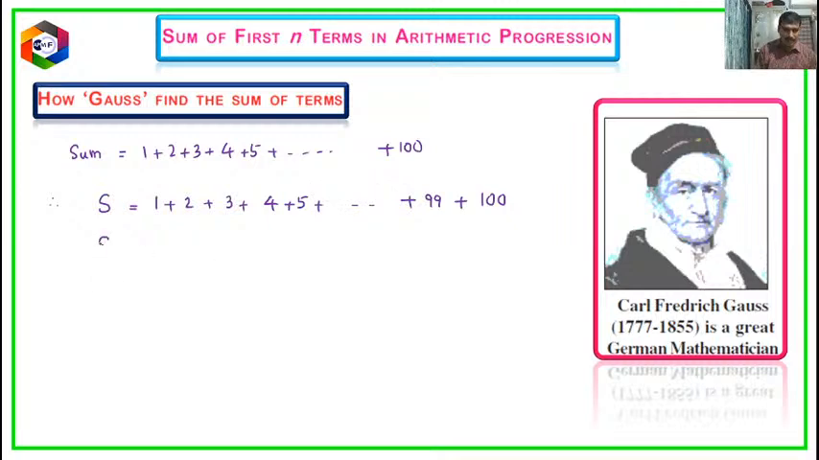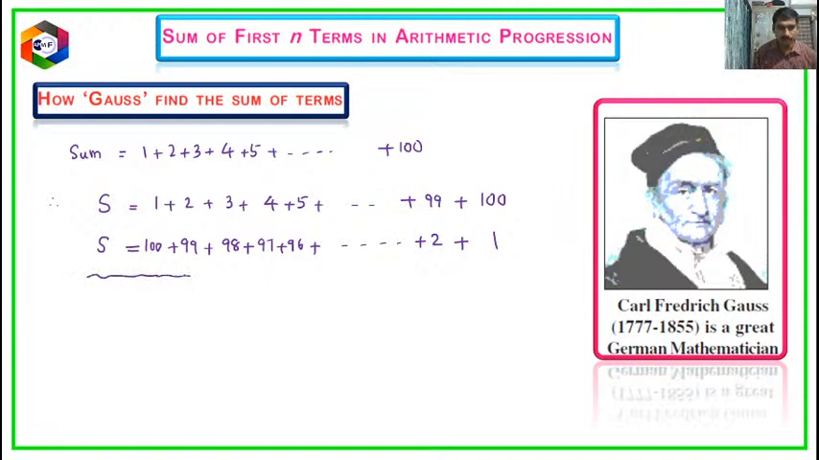So he used the same sum from reverse and wrote it as 100 plus 99 plus 98 plus 97 plus 96 and so on, the same, down to 2 plus 1. So here also, if we add 1 to 100 or 100 to 1, the sum will not change. The total never changes here.